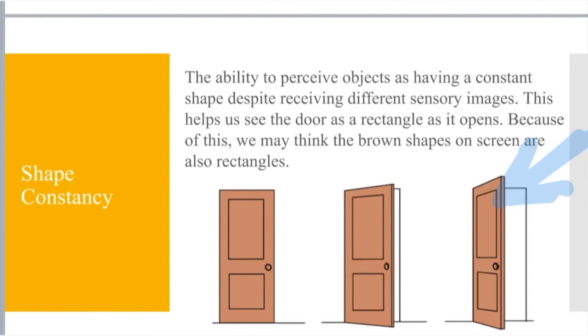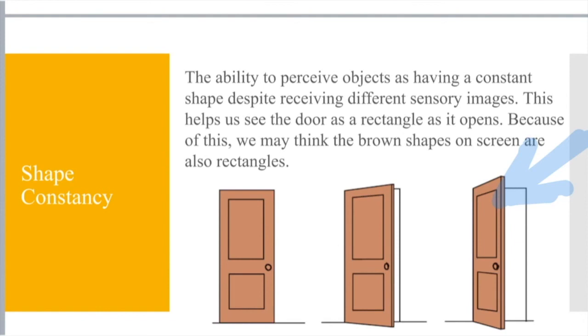Anyway, we see that, and even though our brain is telling us this is a quadrilateral, it's not necessarily a perfect rectangle. We're like, but it is. We know it's a door that's opened, and it's just the angle at which we are seeing this door. It's not the fact that the door actually changed.